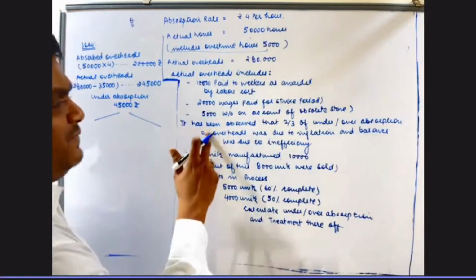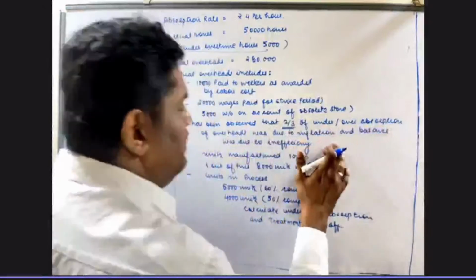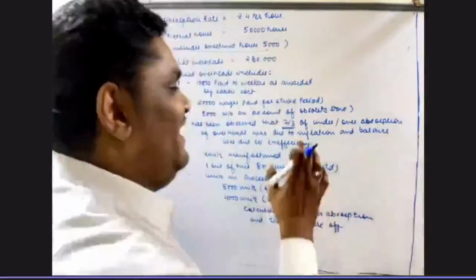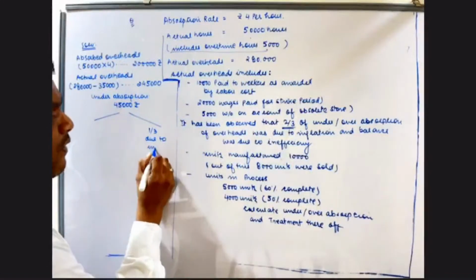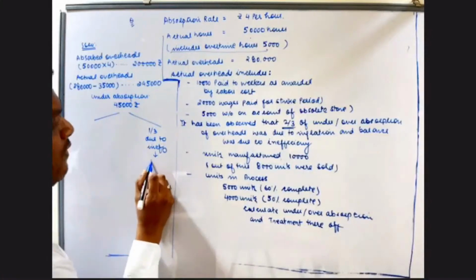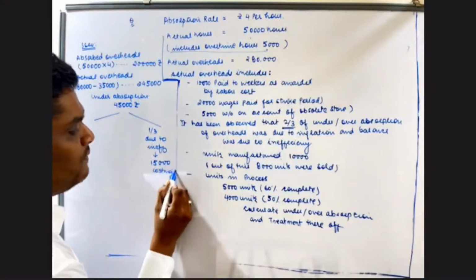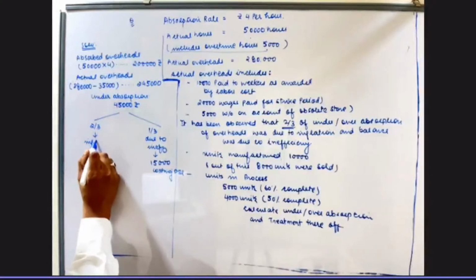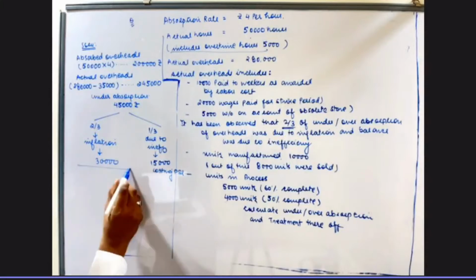Now it has been observed that 2/3 of under absorption of overhead was due to inflation. So 1/3 is due to inefficiency, and that is the twist. Therefore, 15,000 is to be transferred to costing P&L. And for the balance 2/3 that is due to inflation, that is 30,000, we calculate the supplementary rate.